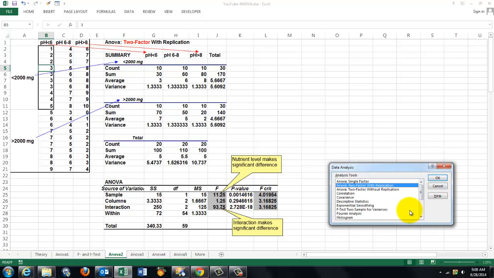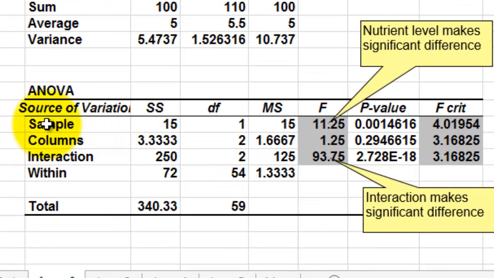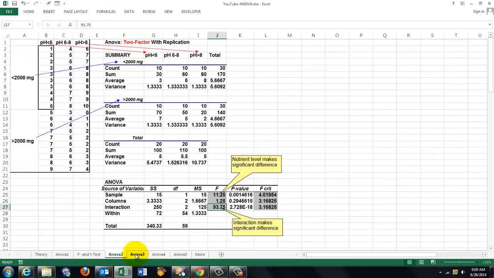Again, how do you read it? In this case, because we have a two-factor replication situation, it shows us the difference in sample, which means in this case the nutrient level, that is highly significant. The actual F value is outside the F critical range. So the nutrient level makes a significant difference. In the columns, that is the pH level, does not make a significant difference. And then finally, you can also check the interaction of the two, which is significantly different. But again, don't take both conclusions at the same time, for then you introduce a higher error range unless you correct for that.